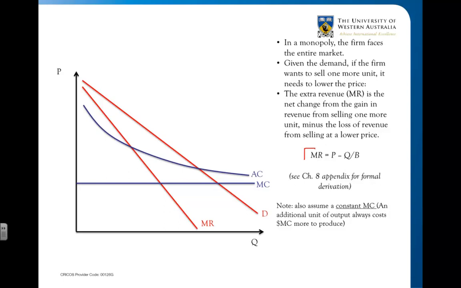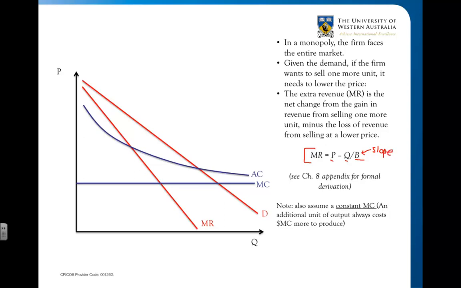Our expression, if you like, for marginal revenue is here. You can see that it's formally derived in the appendix, but the appendix uses a bit of calculus, and I don't need you to be able to prove or show how we calculate marginal revenue. You simply just need to remember this. So the marginal revenue here is just the price minus the quantity being sold over B, and this B is just a constant, no big deal, but it is basically the slope parameter.